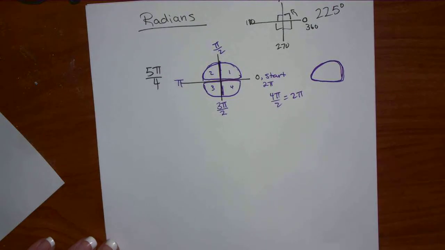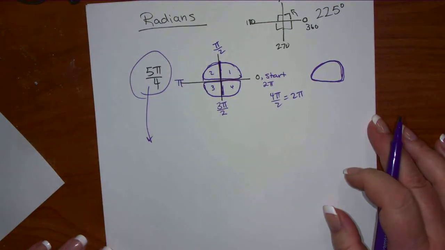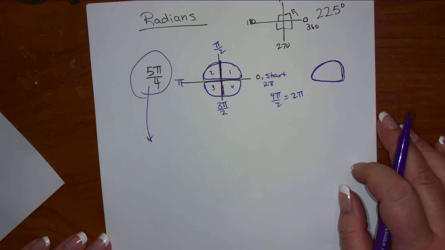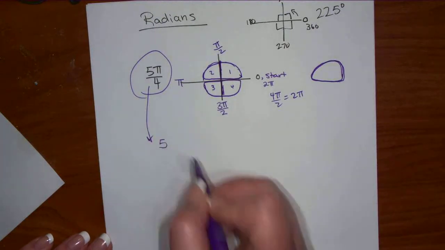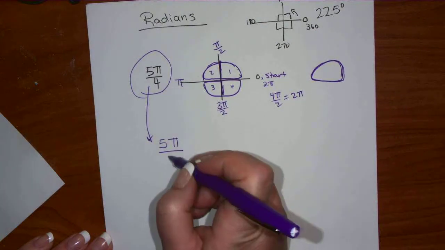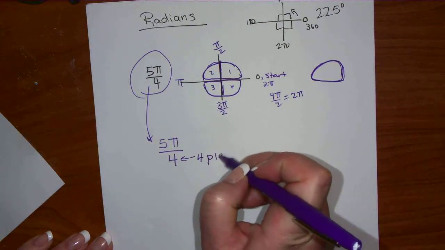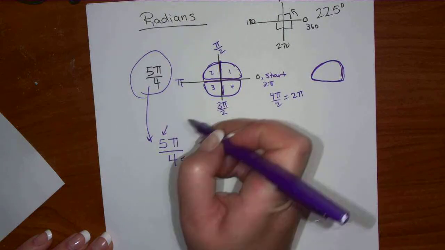Okay. Now, what if we wanted to draw this? What do you think this means? We get to eat how many pieces? 5 pieces of the pie, but they're cut into how many? Quarters. So they're cut in 4 pieces. And we get to eat 5 of them.